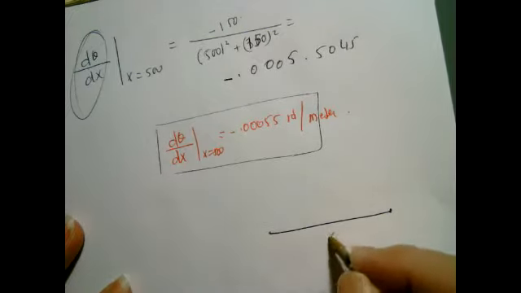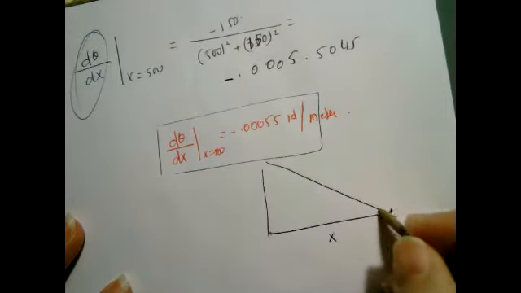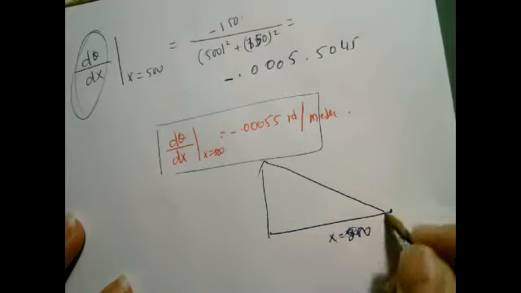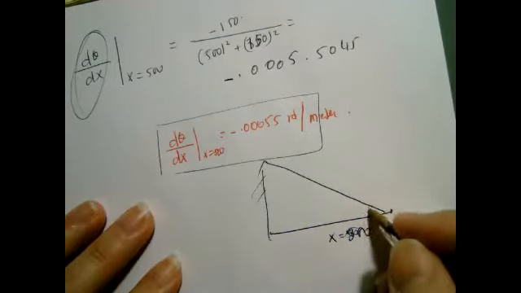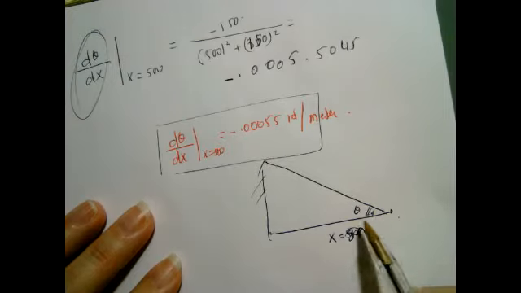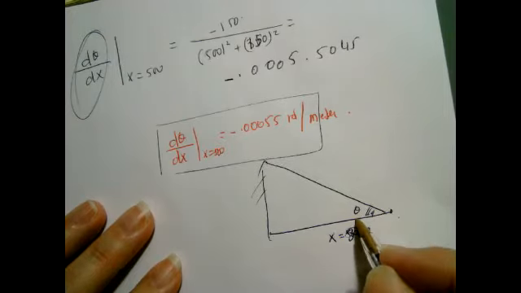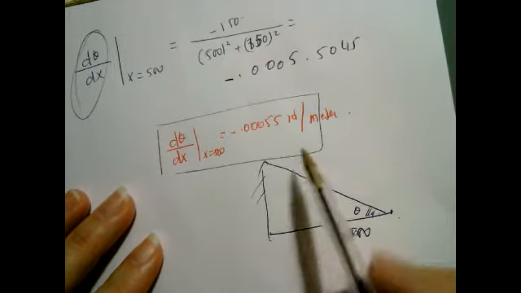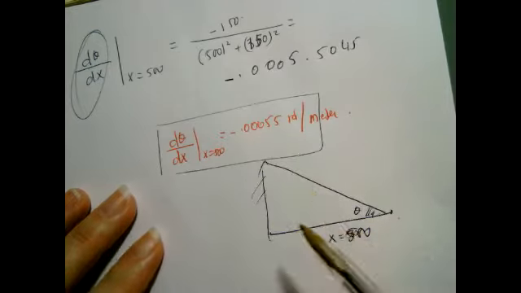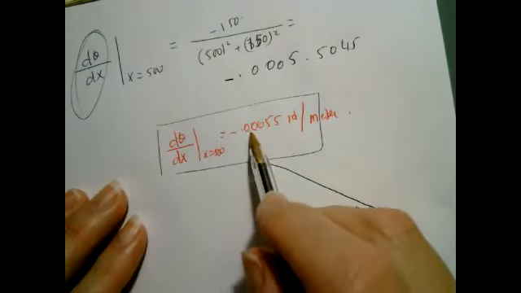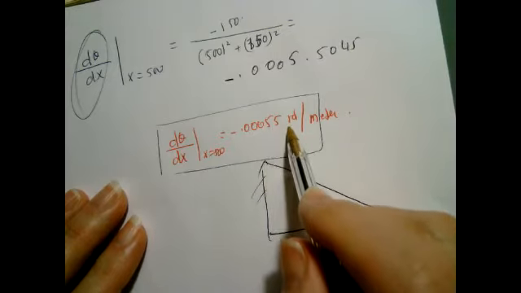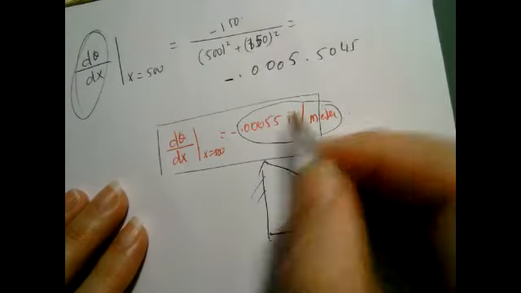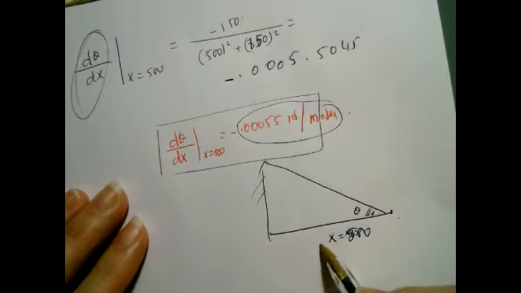This is when my boat is 500 meters away from the building. This is my angle theta. And as x is changing, theta will change. How fast is it changing? The derivative tells me that it's decreasing at the rate of 0.000555 radian per meter. So that's how fast the angle changes with respect to x.